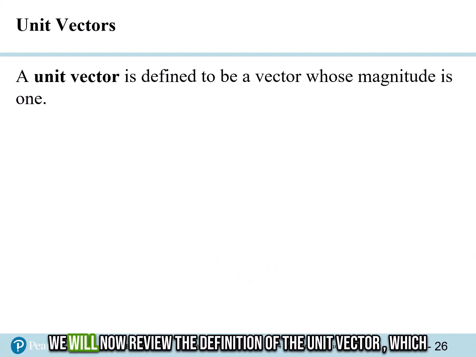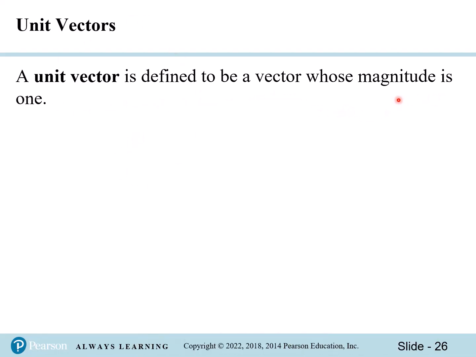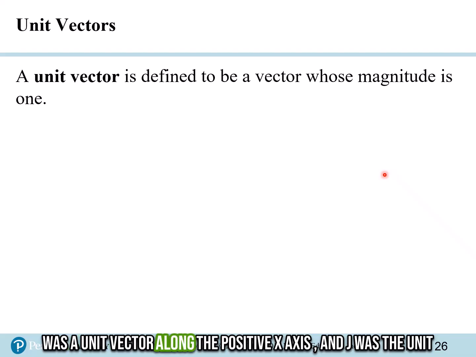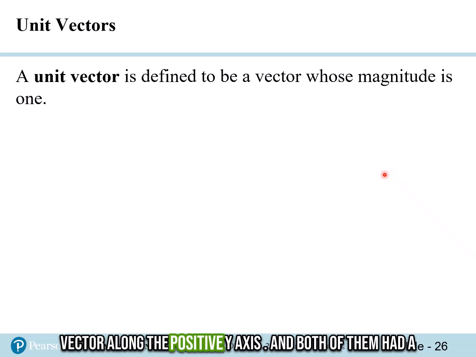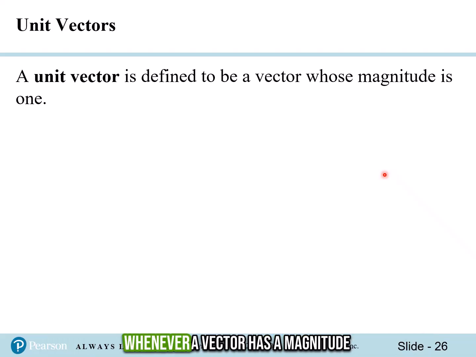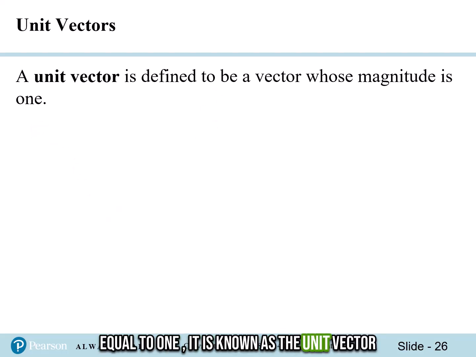All right? We will now review the definition of the unit vector, which we've already referred to before. A unit vector is defined to be a vector whose magnitude is 1. We already learned about the vectors i and j before. i was a unit vector along the positive x-axis and j was the unit vector along the positive y-axis, and both of them had a magnitude of 1. They were known as the unit vectors. So whenever a vector has a magnitude equal to 1, it is known as the unit vector.